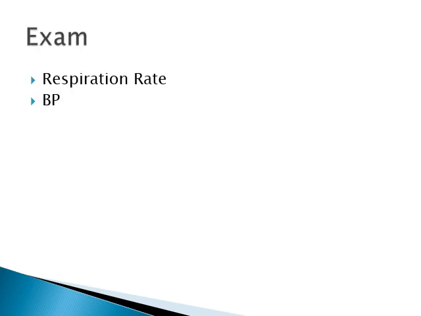Okay, so looking at the exam, we already talked about respiration rate and blood pressure. We'll talk quickly about heart rate. So normal heart rate should be between 60 and 100 beats per minute. Greater than 100 beats per minute is tachycardia. Less than 60 is going to be bradycardia.